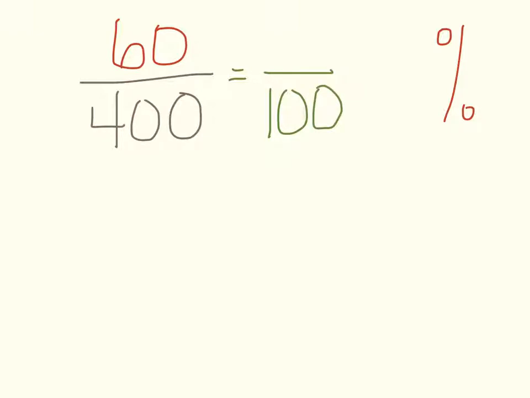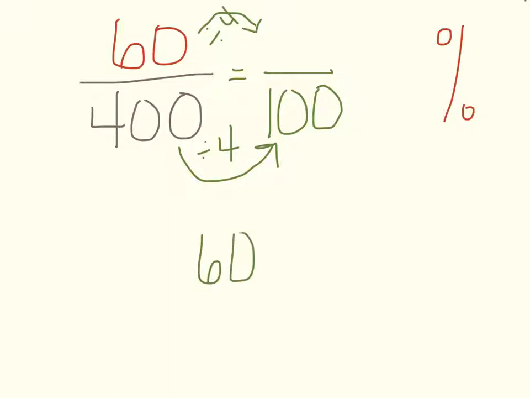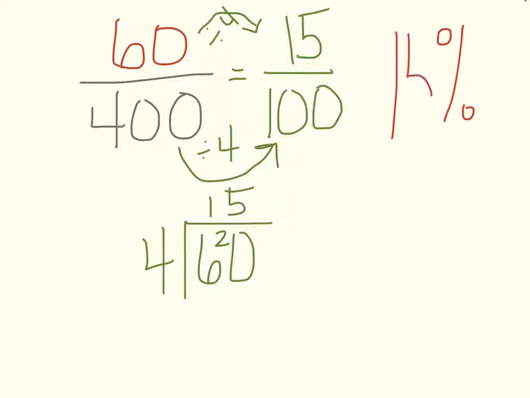In this case, how did I get from the 400 to the 100? Did I multiply? Hopefully you said, of course not, Mrs. Gomes. You divided by 4. 400 divided by 4 is 100, so that means up here I need to divide by 4 as well. So if you need to do the math out, that would be 60 divided by 4 is 15. So our answer is 15%.